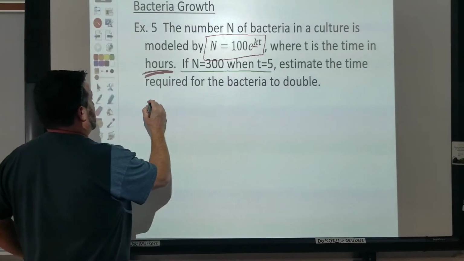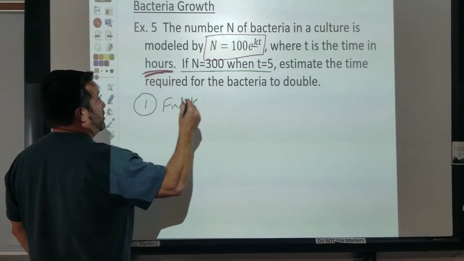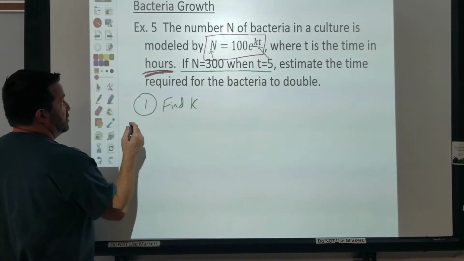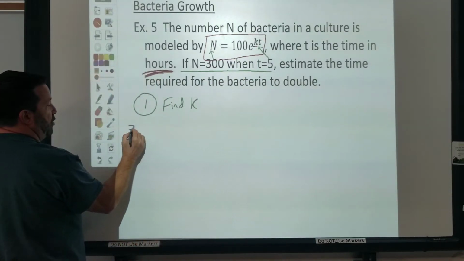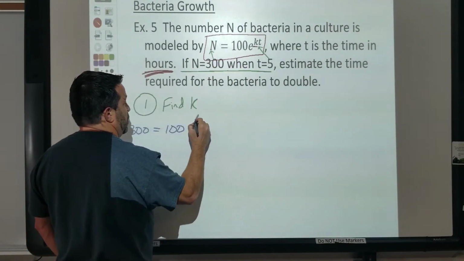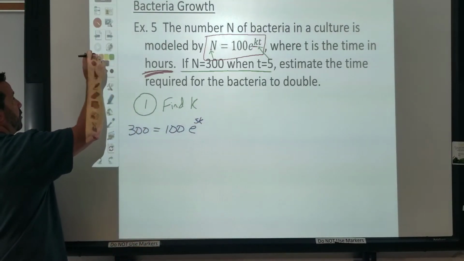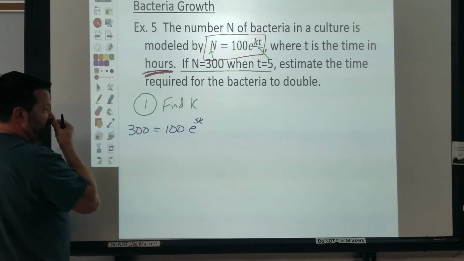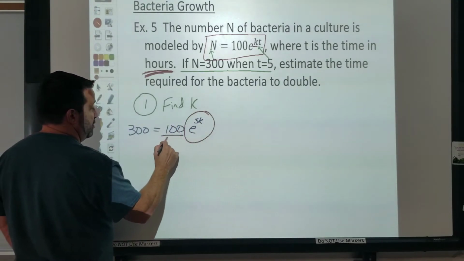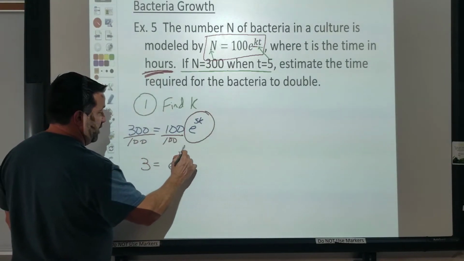So that's the first step. Step 1 is to find k. And you're going to do that by substituting in this value, and the only thing left will be k. So I will get 300 equals 100 e, and then 5 times k will be that exponent. So I'm going to solve for k, same way we've been doing for every other problem where the variable is up in an exponent. First thing I'm going to do is get this exponential part by itself. So I'm going to divide by 100. So I get 3 equals e to the 5k.